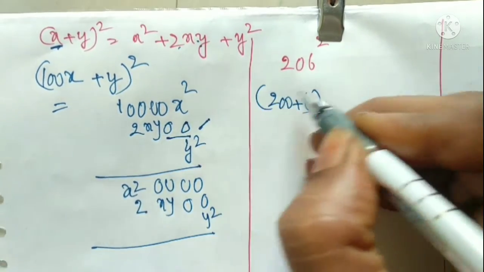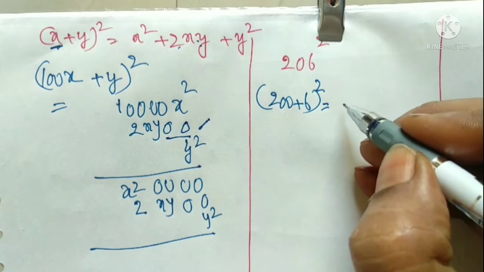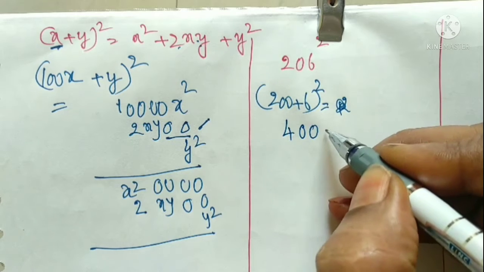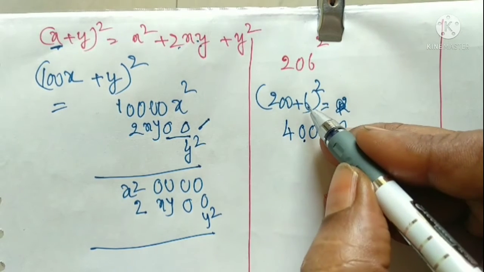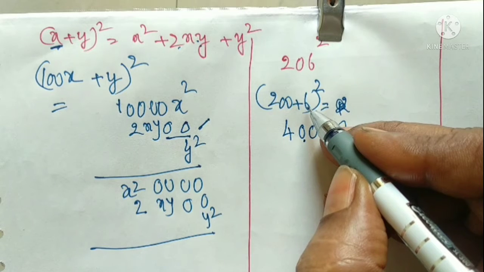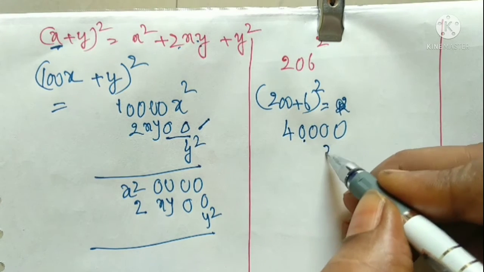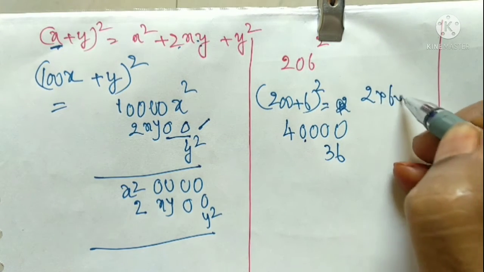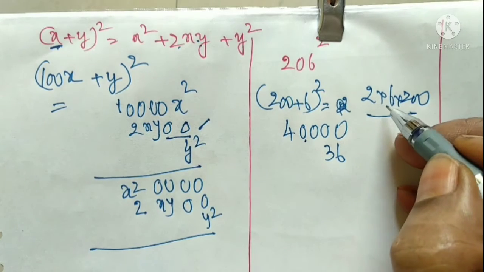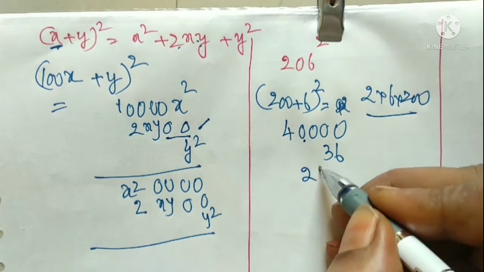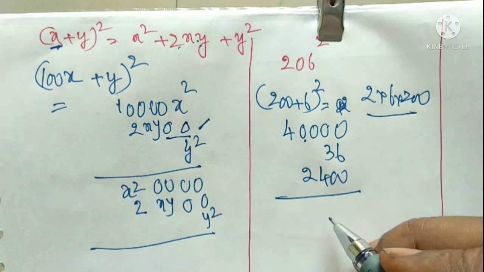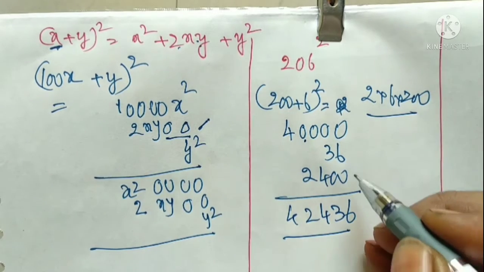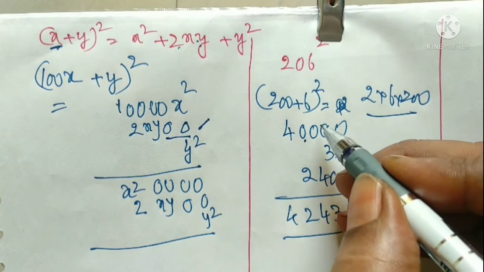No, 200 plus 6 whole square. 200 square means 2 2s are 4, that is 40,000. Now 6 6s are 36, and now 2 into 6 into 200 will be 2400. Remember. Now the answer is 42,436.